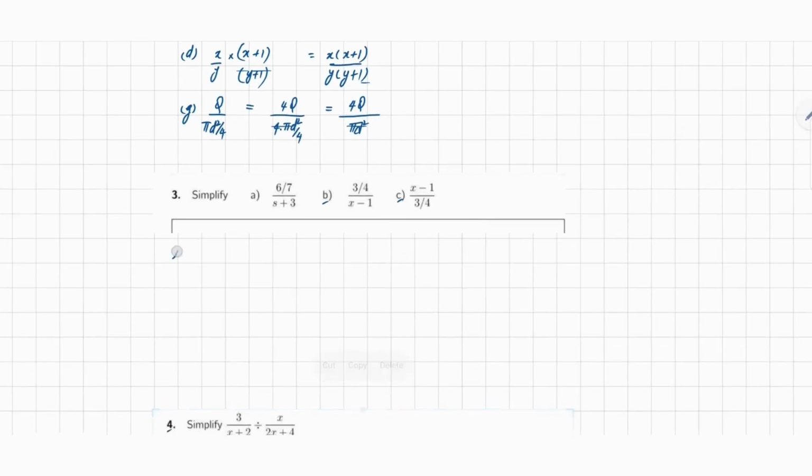Next, let's do question B. We have 3 over 4 over (x minus 1). Again, let's multiply the numerator and denominator with 4. So we get 4 times 3 over 4 and 4 times (x minus 1). 4 over 4 gives us 1, so that's 3 over 4 times (x minus 1).